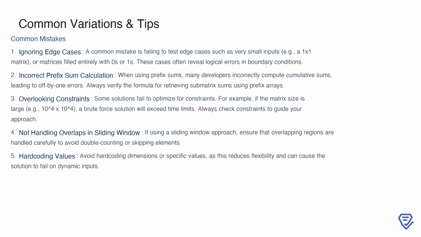It's also critical to account for the problem's constraints. For instance, if the matrix size is extremely large, say 10,000 by 10,000, a brute force solution will be too slow and exceed time limits. In these cases, you need to optimize using more advanced techniques. Additionally, if you're using a sliding window approach, overlapping regions in the matrix can lead to double counting or missed elements, so handling overlaps correctly is essential. Lastly, hard-coding values like matrix dimensions or specific thresholds can make your solution inflexible and prone to failure when the inputs change. Always write dynamic, adaptable code to handle varying scenarios.